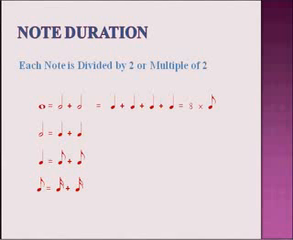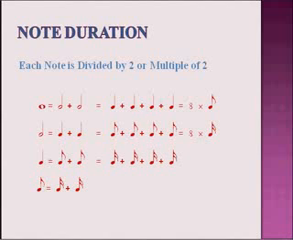We can look at the whole note. It can be 4 quarter notes, or 8 eighth notes, or even 16 sixteenth notes. A half note could be made up of 2 quarter notes, 4 eighth notes, or 8 sixteenth notes. And of course, the quarter note itself can be made up of 4 sixteenth notes.